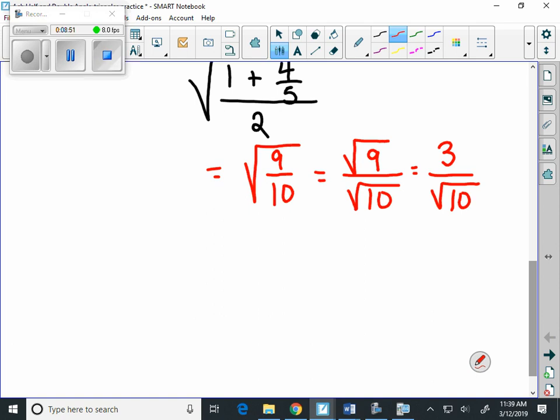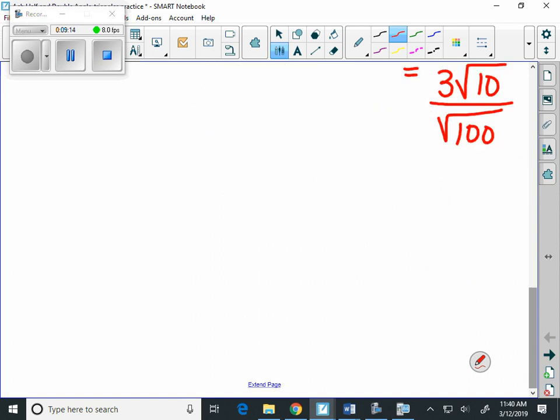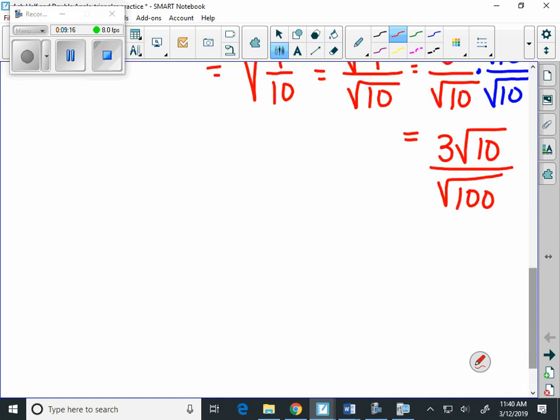And what we don't want is we don't want to have a radical in the denominator. So we need to get rid of the radical in the denominator. So we're going to multiply the denominator by the square root of 10. If we multiply the denominator by the square root of 10, we need to multiply the numerator by the square root of 10. And when we do that, we get 3 times the square root of 10 over 100. And some of you need to write that step, and some of you don't need to write that step. But ultimately, what we end up with is 3 square root of 10 divided by 10.